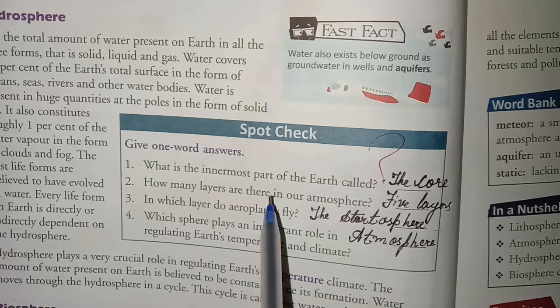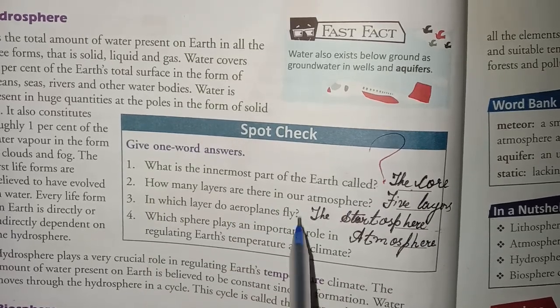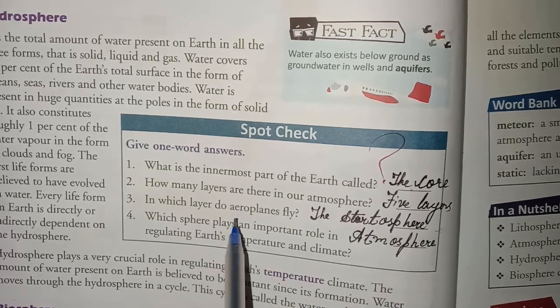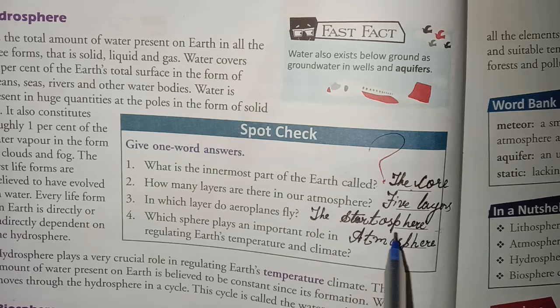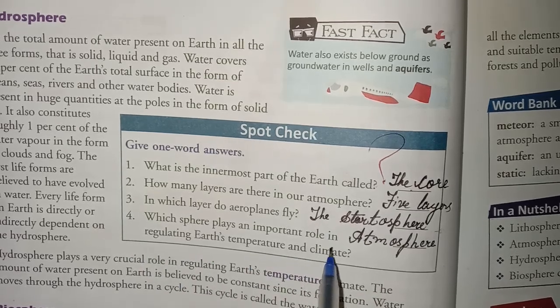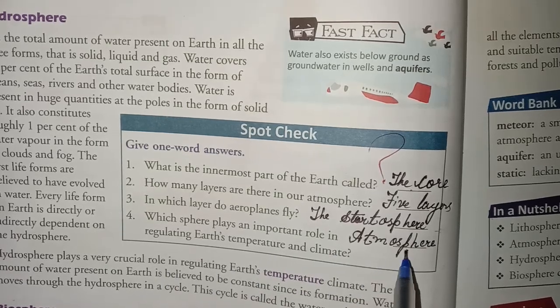First, what is the innermost part of the earth called? The core. Second, how many layers are there in our atmosphere? 5 layers. Third, in which layer do aeroplanes fly? The stratosphere. 4, which sphere plays an important role in regulating earth temperature and climate? Atmosphere.